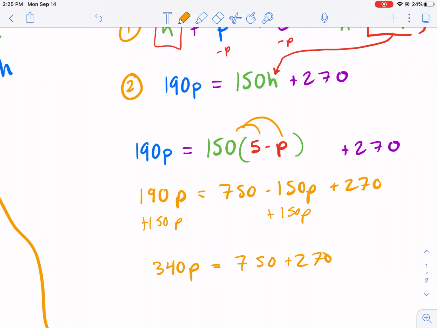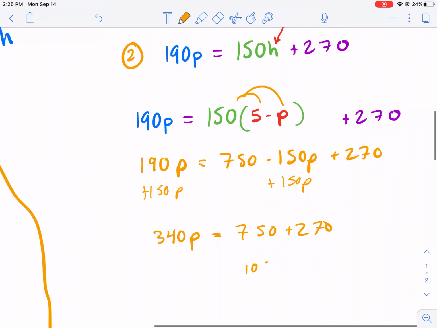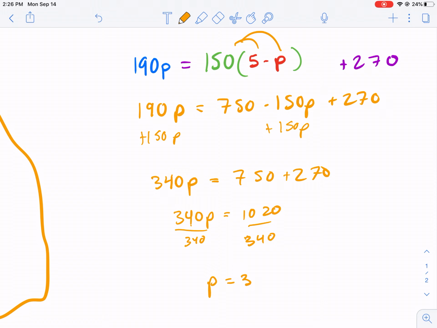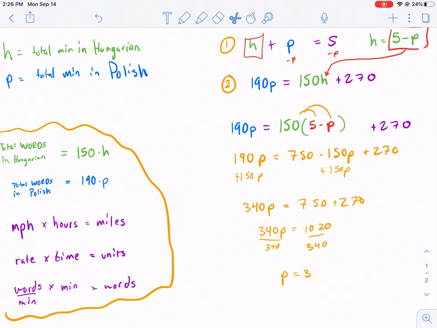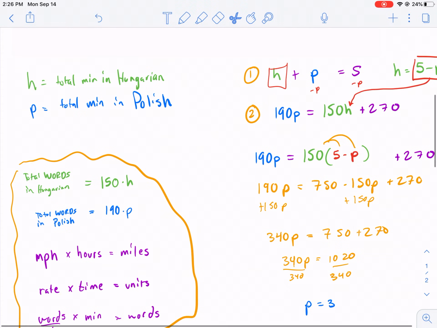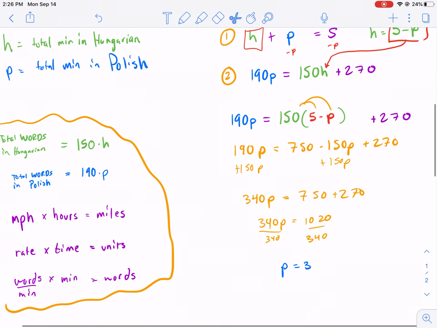Well, now I just do 750 plus 270. That's on the same side there, and I get 1020 equals 340p. Okay, so now I do 1020 divided by 340, divided by 340, and I get p equals 3. Let's put it in the context of the problem. What did we just find here? Well, we just found the number of minutes speaking Polish, not the total words in Polish. We found our first step.